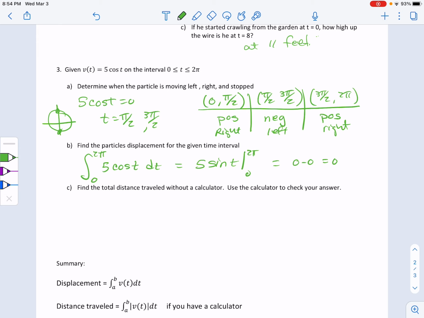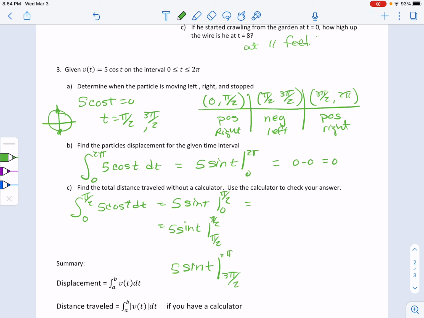Okay? Find the total distance traveled without a calculator. So therefore, I've got to integrate from 0 to pi over 2, 5 cosine of t dt, which gives me 5 sine of t from 0 to pi over 2. I'm going to get the same thing, 5 sine of t from pi over 2 to 3 pi over 2. And 5 sine of t from 3 pi over 2 to 2 pi.